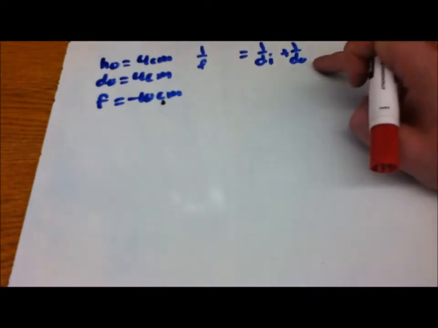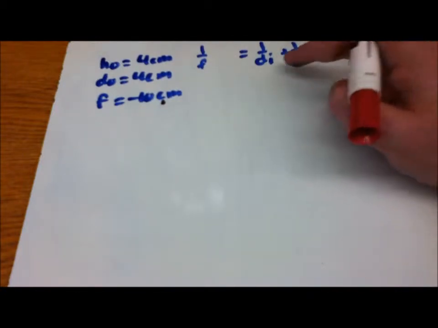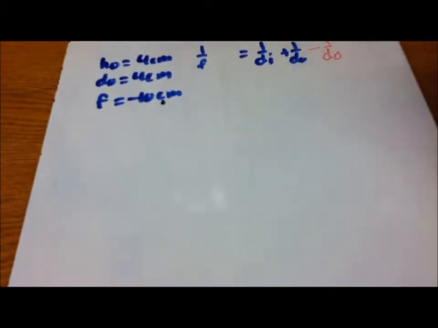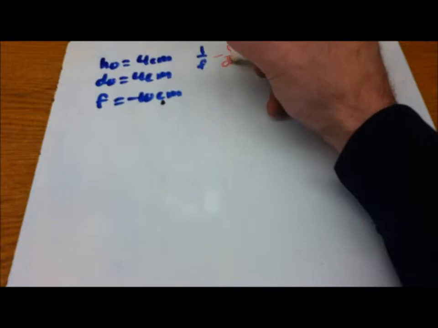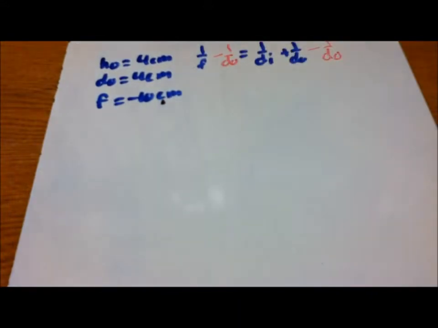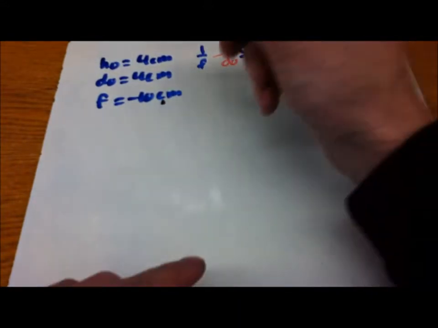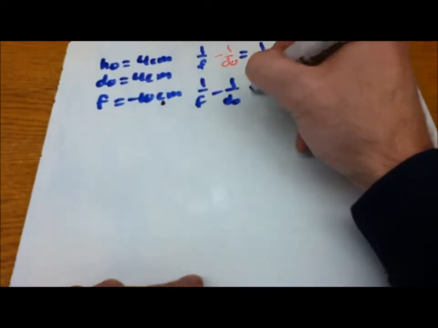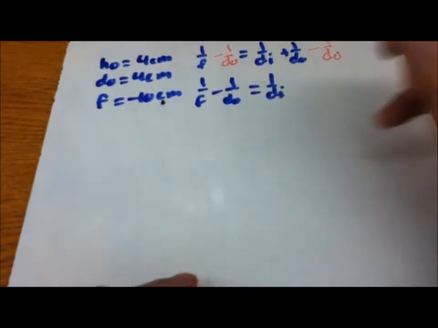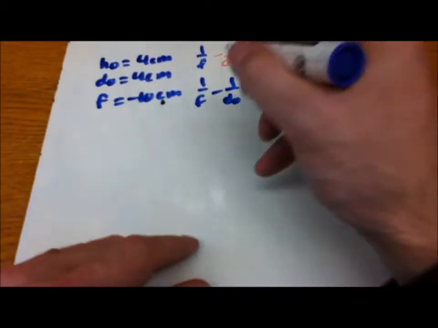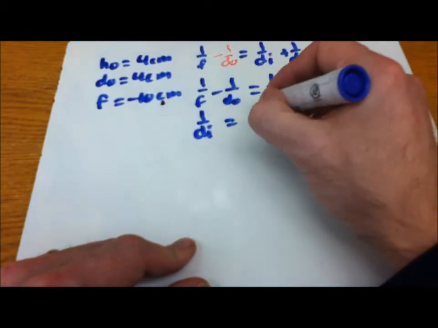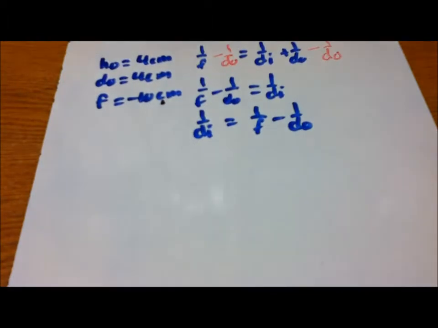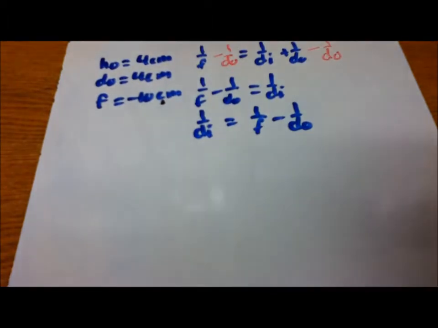So we have to rearrange our lens equation. Again, in order to isolate 1 over di, we have to subtract 1 over do from both sides. And of course when we rearrange this, it becomes 1 over f subtract 1 over do equals 1 over di. We flip it, of course. No problem at all here, because it doesn't matter how you write it, it means the same thing. So 1 over di equals 1 over f, subtract 1 over do.